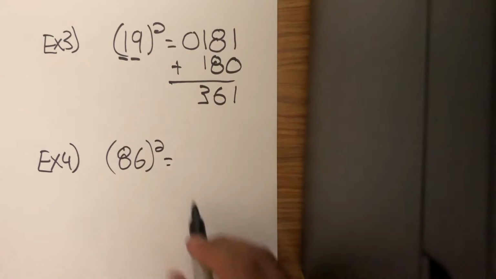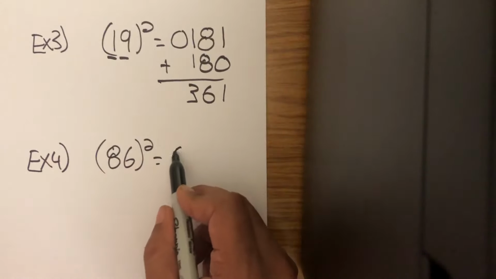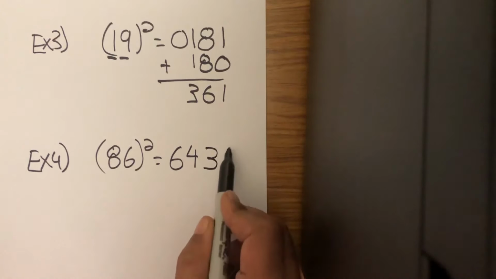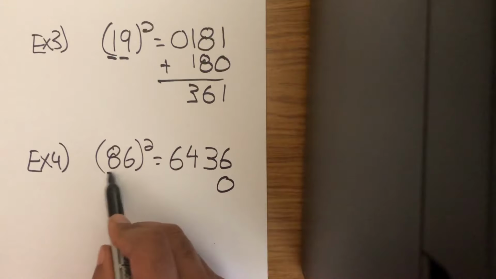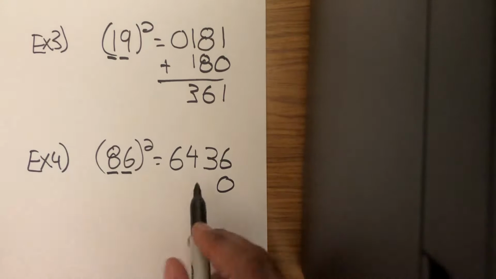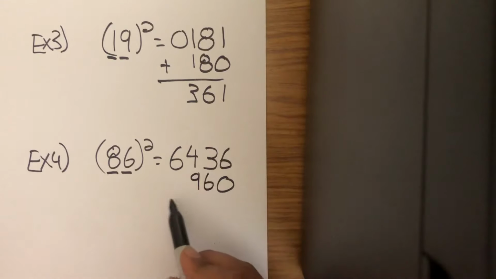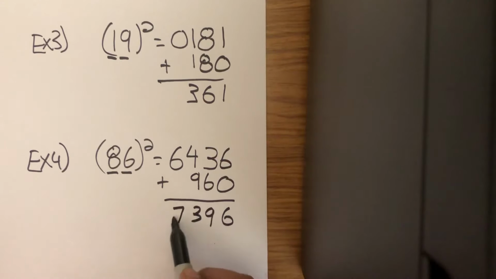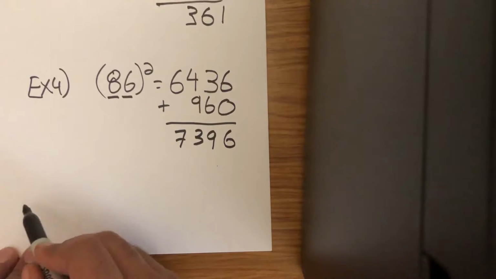So 86 squared, what's 8 times 8? 64. What's 6 times 6? 36. Put a 0 here. What's 8 times 6 and then times 2? That's 48 times 2, so that's 96. Add them together. 7,396. Let's close it out with a good example.